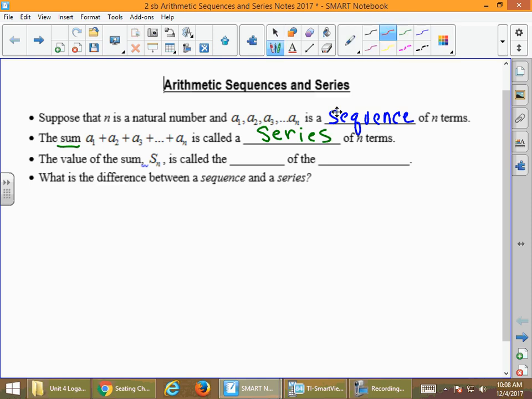And we have a formula for adding them all together. The abbreviation for adding them all together is S sub n. The n is like an exponent, only we drop it down instead of move it up. S sub n is called the sum of the series.